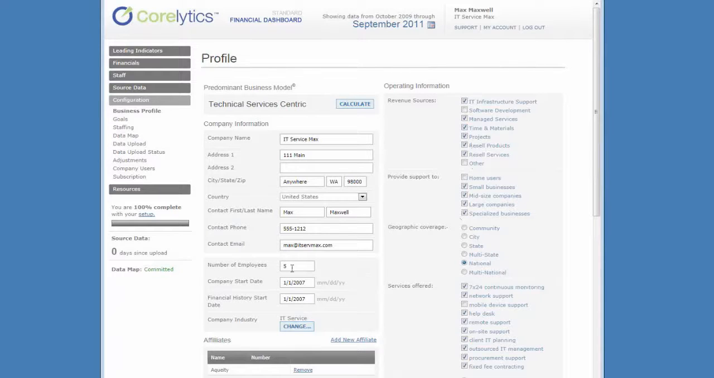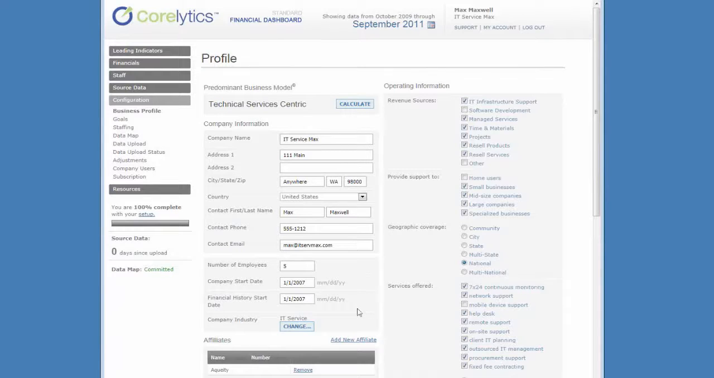Number of employees here should also match the staffing page that we'll go over in a few minutes. Company start date, this would again give us a piece of information that will tell us how mature your company is.